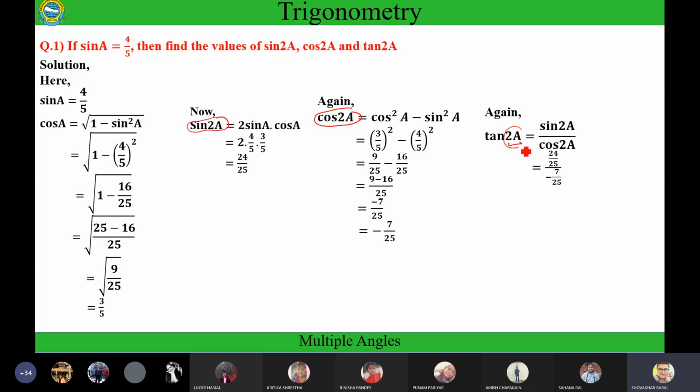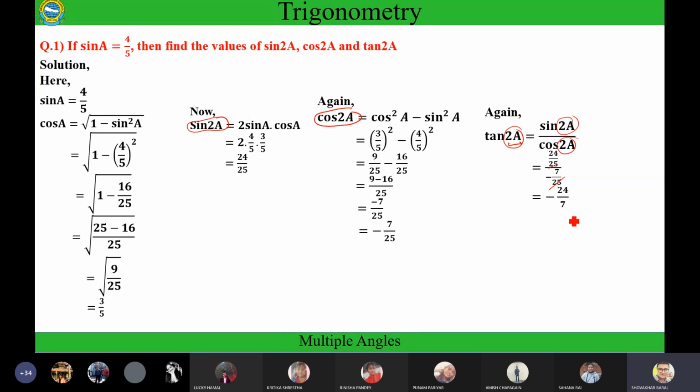The angle has to be the same here too. If there is 2a here, there must be 2 here as well. Tan theta is sin theta upon cos theta. Tan 2a is sin 2a upon cos 2a. So let's replace the values. 24 by 25 over minus 7 by 25, and it will be minus 24 by 7. As this 25 and 25 will be cancelled, minus 24 by 7 is our answer.